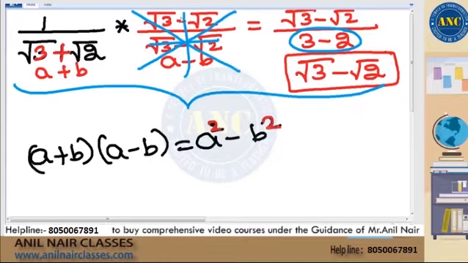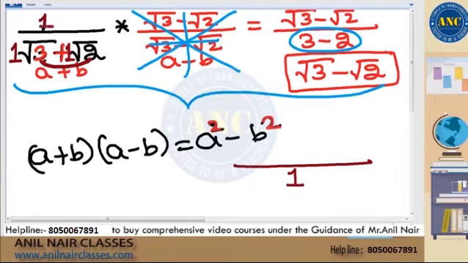I told you that if the coefficient of this root 3 is 1, and the coefficient of this root 2 is also 1, that means your denominator will become this minus this: 3 minus 2, it will become 1. The numerator will be whatever constant is there, multiplied by the rationalized term. So it is root 3 minus root 2.